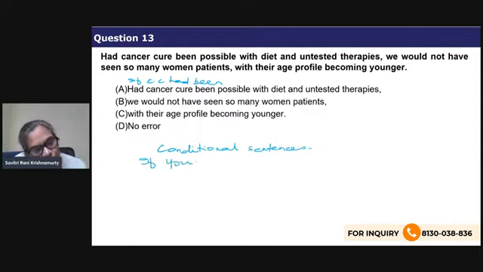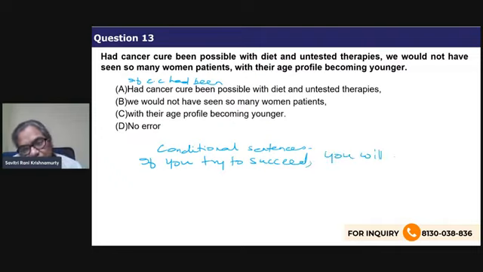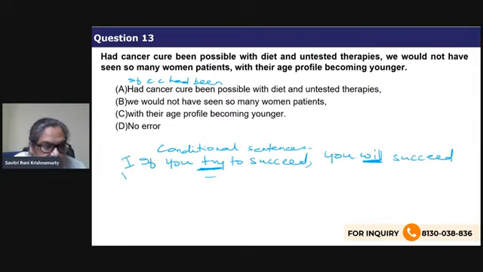If you try to succeed, you will succeed. Okay. First one is in simple present tense. Second one is in simple future. You will succeed. This is called conditional sentence one.